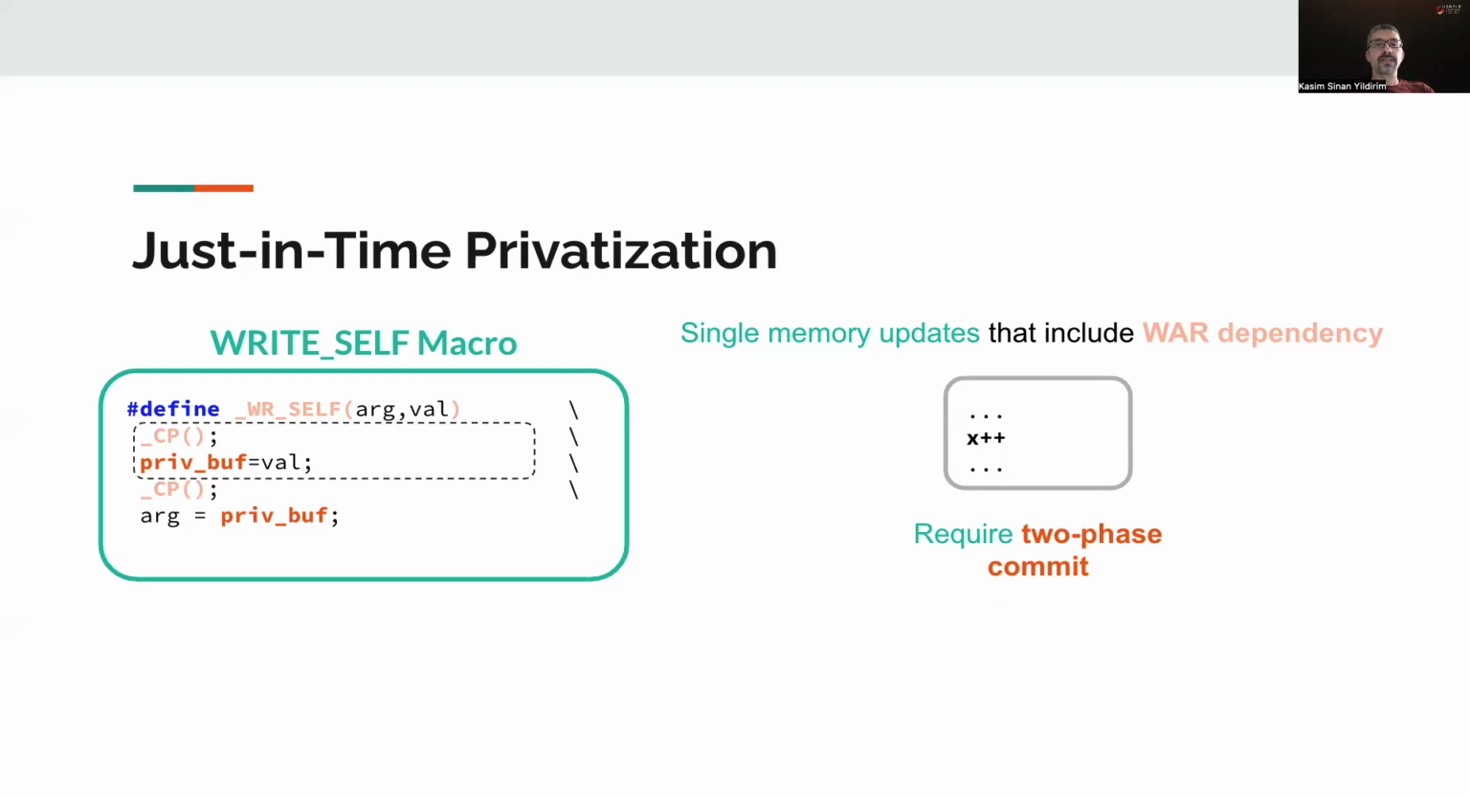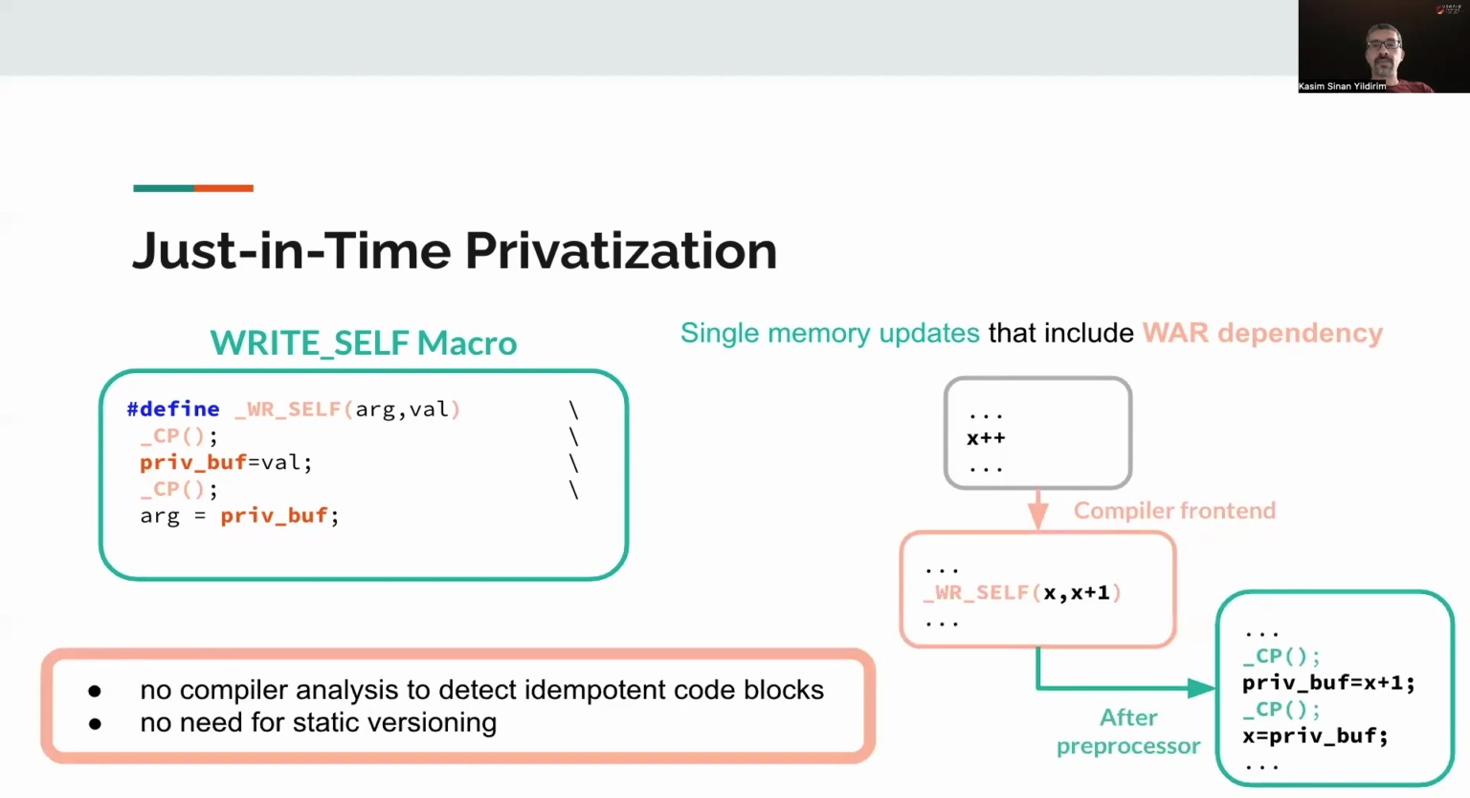In the first phase, the Immortal Threads library creates a private version of the variable in the privatization buffer and updates the private version. In the second phase, the Immortal Threads library commits the private version to the original variable. Thanks to just-in-time privatization, Immortal Threads do not require a compiler analysis to detect idempotent code blocks. Furthermore, there is no need for static versioning.